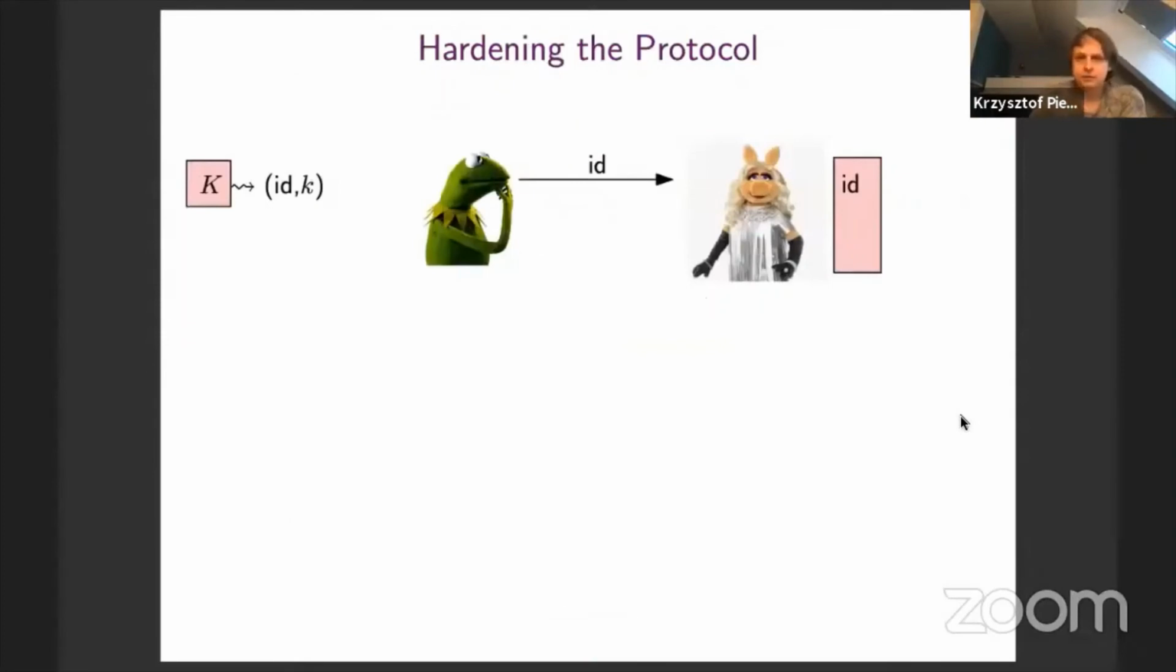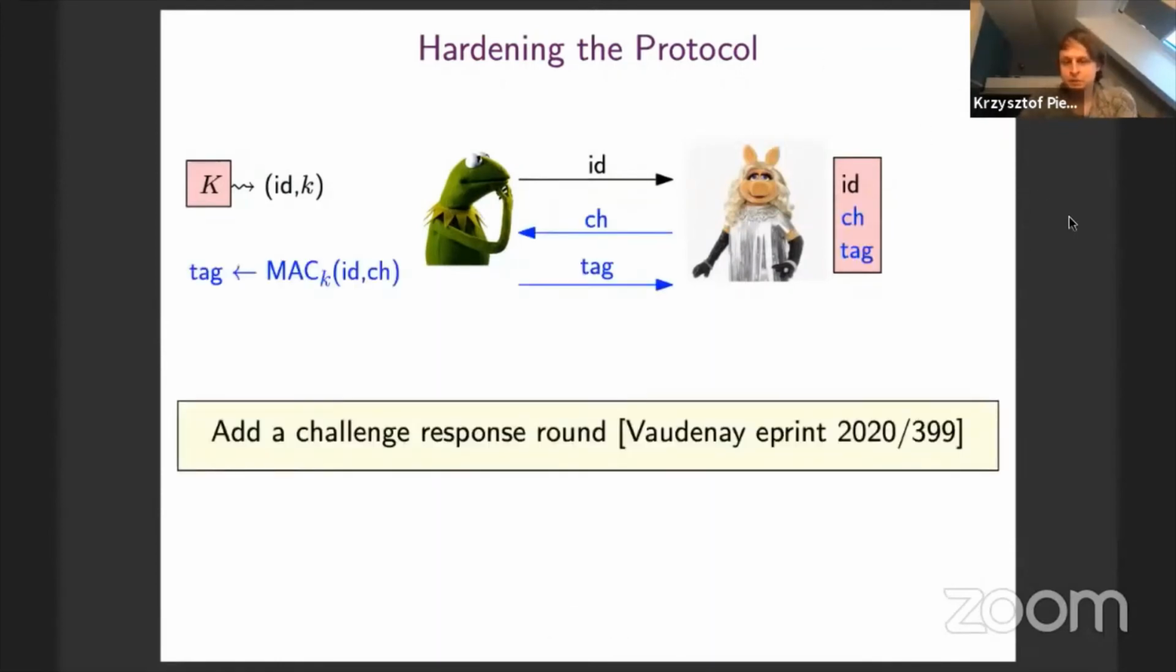So in the last 2 or 3 minutes, I will actually show you the protocol, but let's start with the original protocol. That's a toy version of it. A very simple solution proposed by Baudonnet is to use a challenge response protocol. So the receiver, after getting the ID, will send a challenge and receive a tag, which is the message authentication code of the ID and the challenge. And later, when Kermit gets diagnosed, Miss Piggy here learns the key, and she will also verify the tag. It's not hard to see that this prevents replay attacks. Of course, it increases the round complexity, which is a real problem for these apps, because they use low energy Bluetooth.